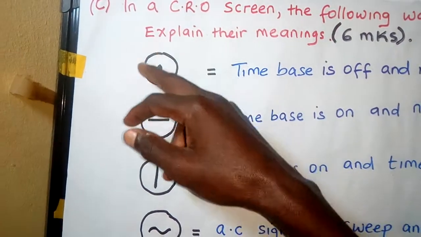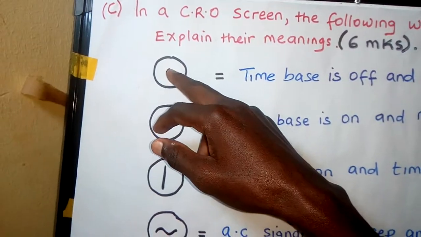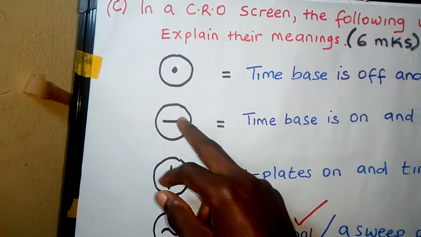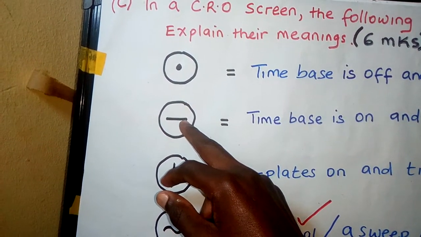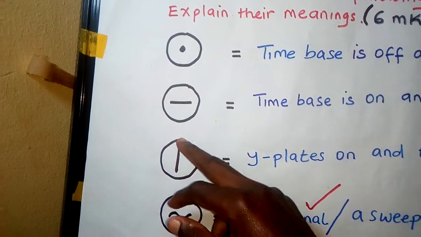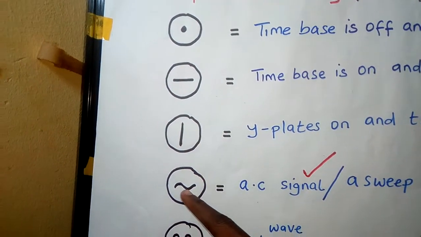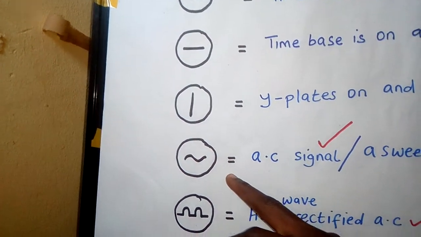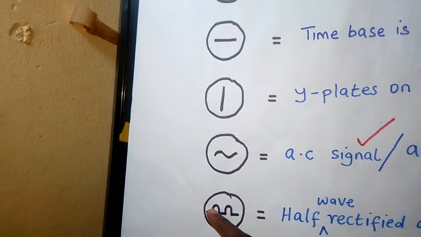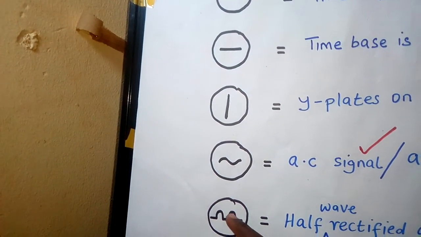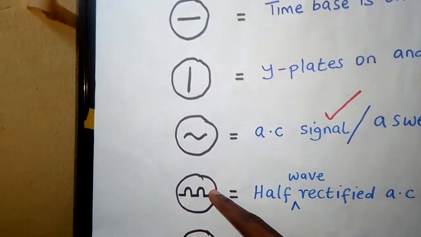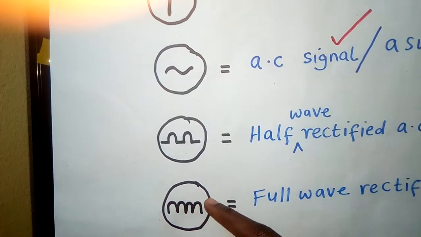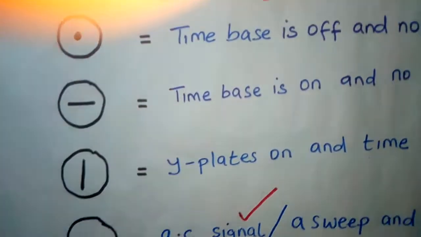So if you see on the screen a dot, just a dot like this, what does that mean? What about when you see a horizontal line? What does that mean? What about when you see a vertical line just like this? What does that mean? What about when you see something which looks like a snake? What does that mean? What about this shape where you have this, then again a horizontal line, then you have this, you have a horizontal line. What does that mean? What about if there is no horizontal line, you just have this? What does that mean? So let's look at the first one, the meanings.